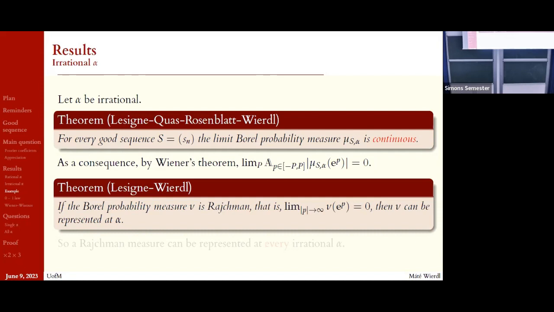And I'd like to emphasize here that a Rajchman measure can be represented at every irrational alpha. So I just want to re-emphasize that. Of course, the good set will depend on alpha, but nevertheless, we can have this representation. And I also want to tell you that if we take any measure which is absolutely continuous, then it is Rajchman by the Riemann-Lebesgue lemma. So this includes that, but it also includes plenty of singular measures.